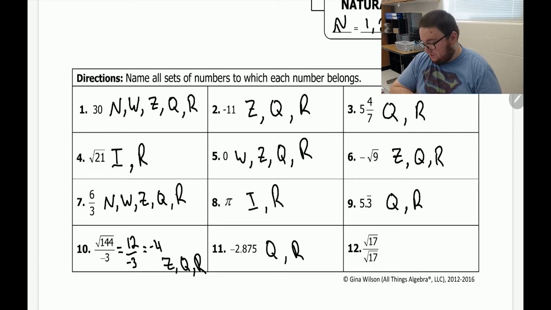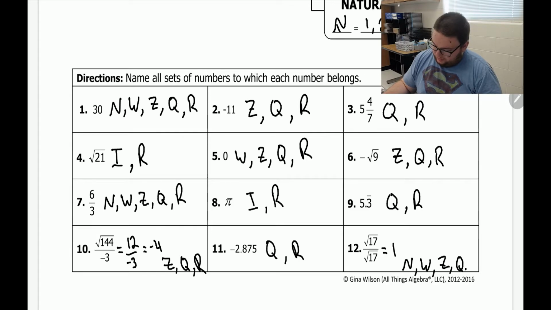Finally, number 12, we have the square root of 17 divided by the square root of 17. Well, that's just a fancy form of saying 2 over 2 or 3 over 3. In other words, this is just 1. 1 is a counting number because I can say that's one thing. 1 is also a whole number. It's also an integer. It's also a rational. It's also a real. So it's all of them except for irrational. So we have that 1 is a part of the natural, whole, integer, rational, and real.